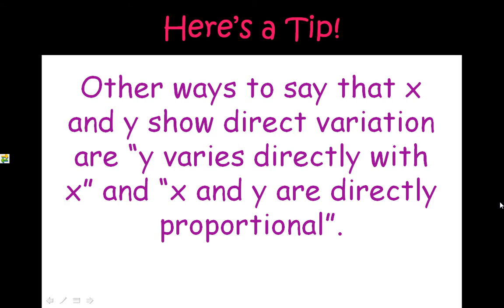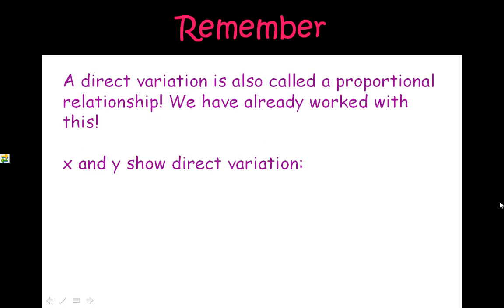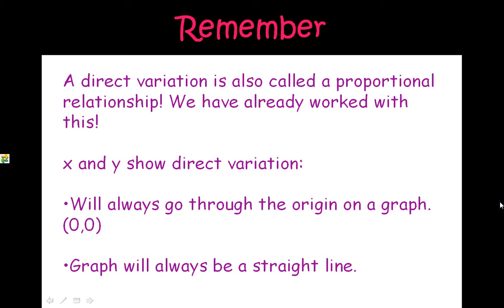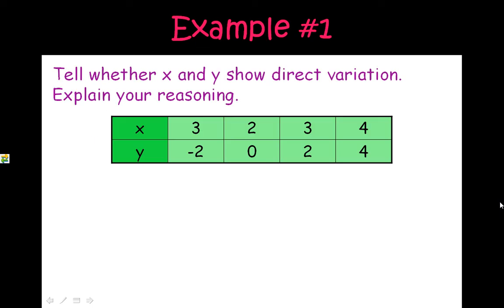Other ways to say that x and y show direct variation are: y varies directly with x, and x and y are directly proportional. A direct variation is also called a proportional relationship, and we have already worked with this. Just remember, when x and y show direct variation, the graph will always go through the origin, (0, 0), and the graph will always be a straight line.